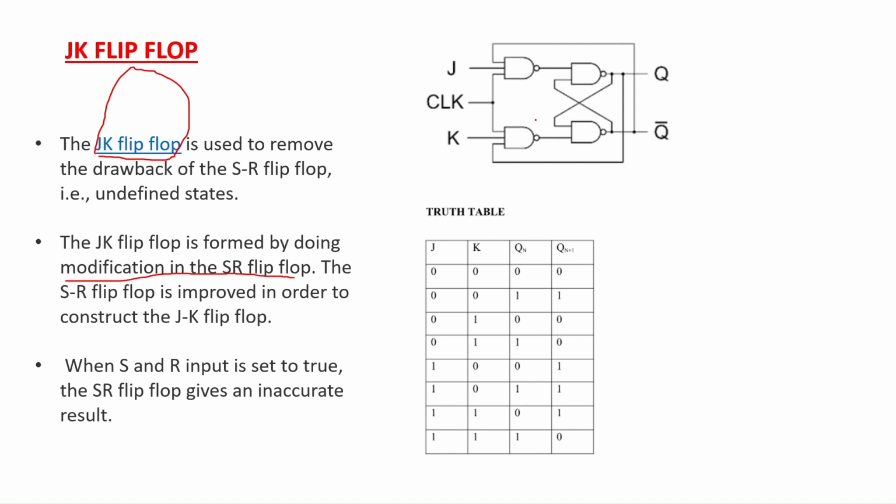This is just the same diagram as the SR flip-flop, but one small change is that the output is fed back as an input to the first stage of the NAND gate. The output Q bar is fed as an input to the first stage NAND gate. Similarly, the output Q is also fed as the input to the first stage NAND gate.